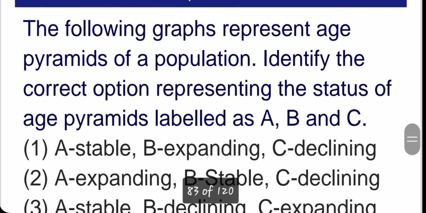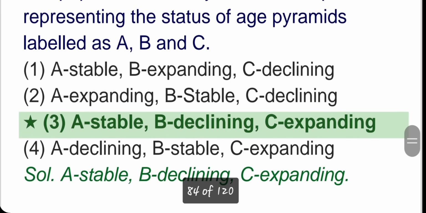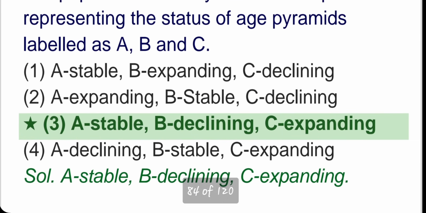The following graph represents the age pyramid of a population. Identify the correct option representing the status of age pyramids labeled as A, B and C. The diagram is not here. In the original question you can notice A is a stable population. The reason is that the pre-reproductive phase and reproductive phase are the same. In a declining population, the pre-reproductive phase will be lesser than the reproductive phase. In an expanding population, the pre-reproductive phase is larger than the reproductive phase. On that basis, noticing the diagram, you can identify that.